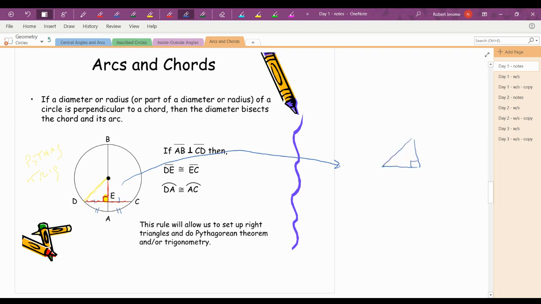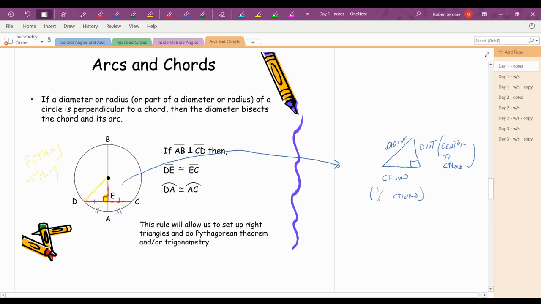There are three parts to that triangle: the radius, the distance from the center to the chord, and the chord. Really, it's half the chord. So keep that in mind. We want to see right triangles. We want to see right angles. Those are the things that are going to help us solve problems.